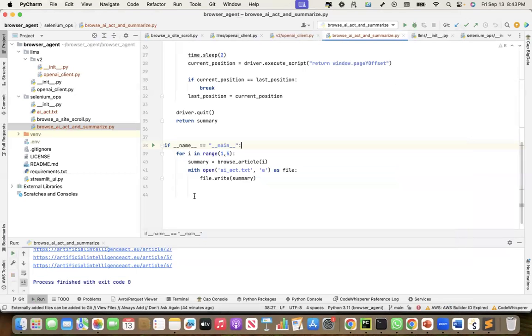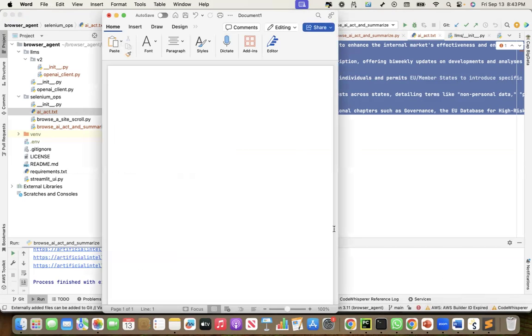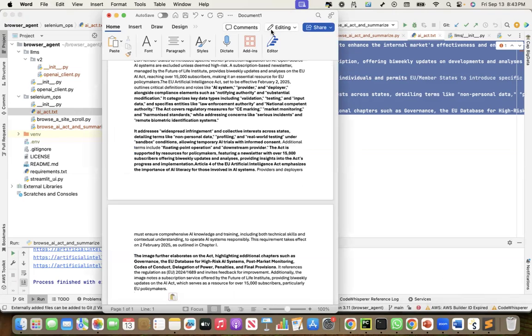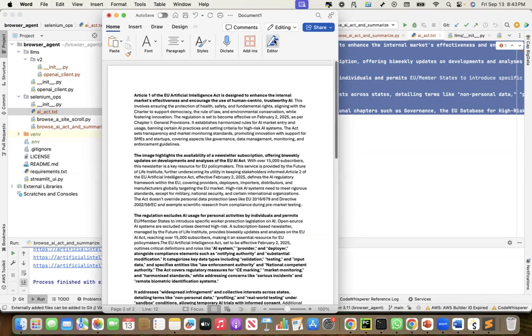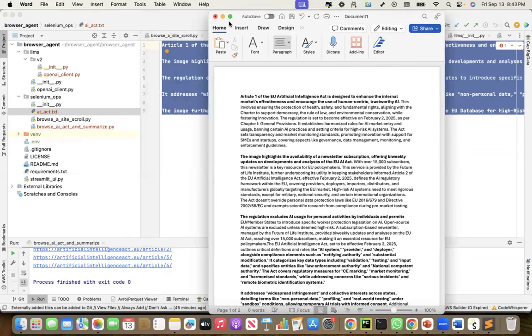So this was the last article. This is done. Let me copy this. This is the summary it created on all those 4. Let me put it here. And now we'll read it. So let me make it bigger.